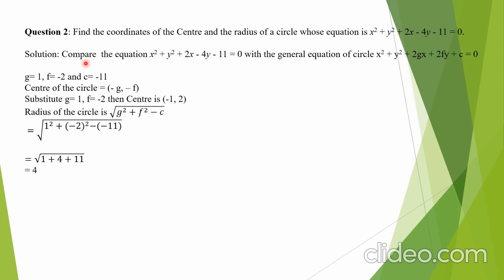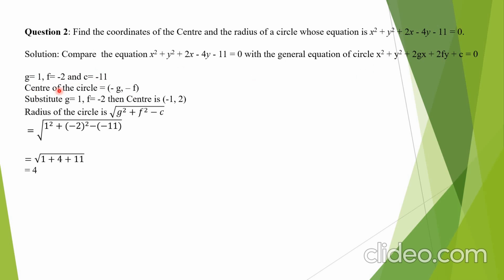Now see one example on it. Find the coordinates of the center and radius of the circle whose equation is given. Okay, this is the equation. So compare this equation with the general equation of the circle: x square plus y square plus 2gx plus 2fy plus c equals 0. Here 2gx equals 2x, so we obtain g equals 1. Similarly, comparing f, f equals -2 and c equals -11.